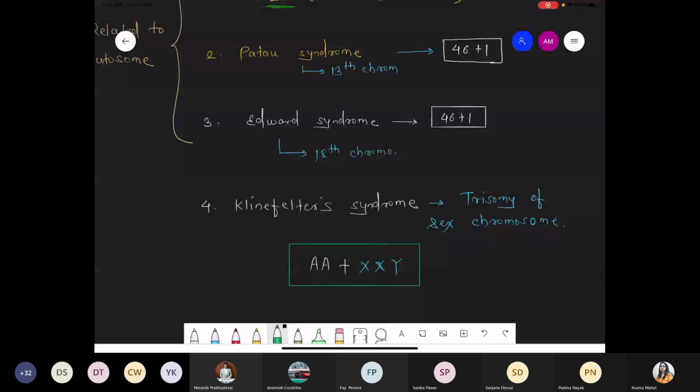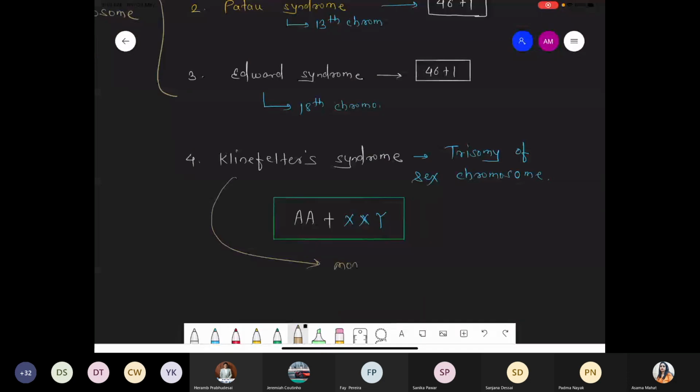No, it is not possible in a female. In a female there is a different disease, we will see it later. In a female there is the Turner syndrome. So for Klinefelter syndrome, you can write down a simple sentence: morphologically male, but some female characters also develop.